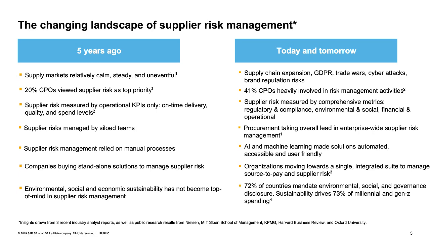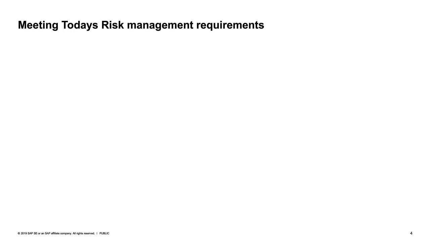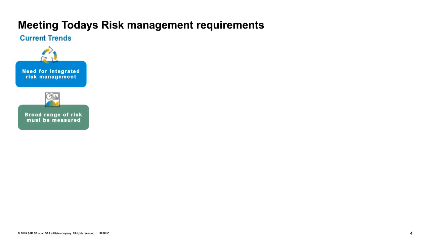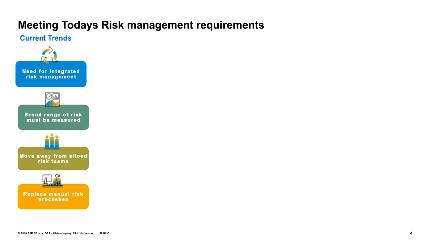So based on the research, we've picked out from the current trends that to get to be 2020 compliant around risk, systems will need to be integrated for risk management. They'll need to have a broad range of risk covered. They'll need to be able to be leveraged across all teams, not just a single legal person, but supply chain, category management, across multiple stakeholders in the organization. And obviously to replace manual processes, spreadsheets, emails, Word documents.